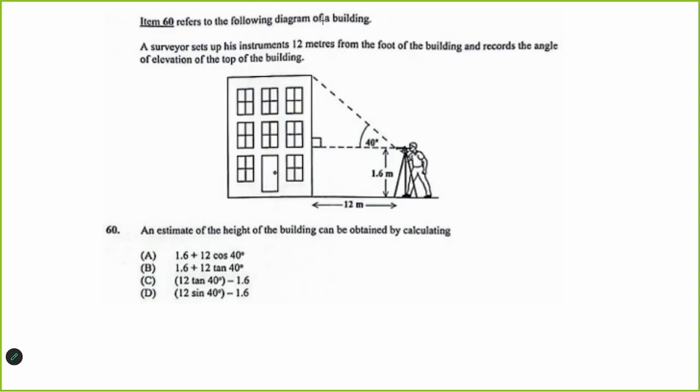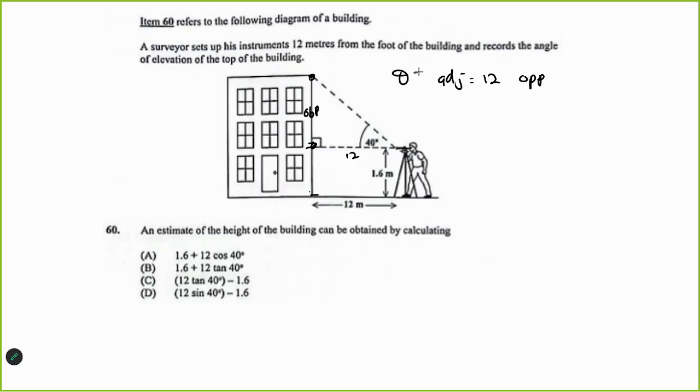Item 60 refers to the following diagram of the building. The surveyor sets up his instruments 12 meters from the foot of the building and records an angle of elevation. An estimate of the height of the building would be, so it is 1.6, you're adding 1.6 to this height here. Now if you want that height, this would be your opposite, and we know from here to here is 12, which is your adjacent. So your adjacent is 12, your opposite is what you're trying to find out, and the final answer would be your opposite plus 1.6, right?